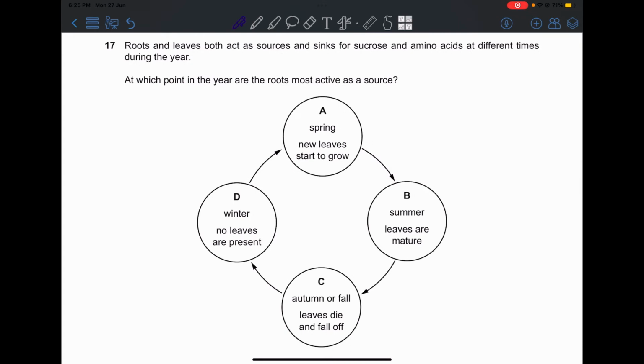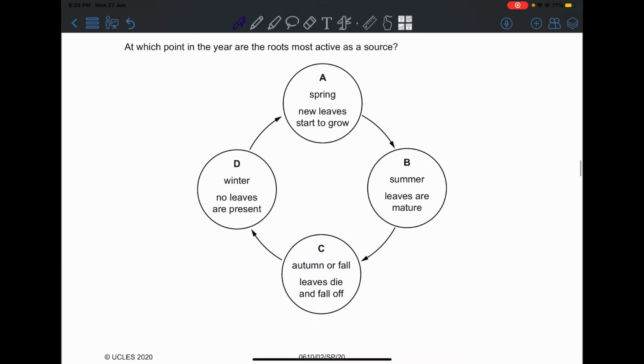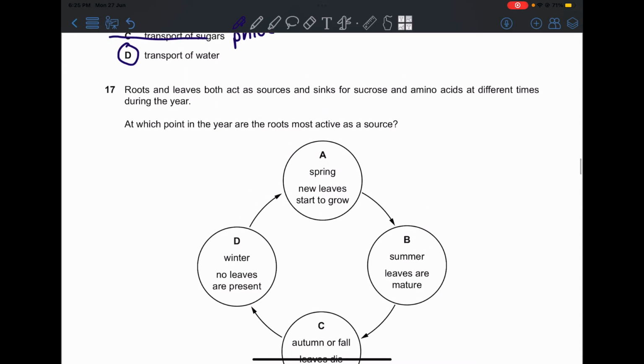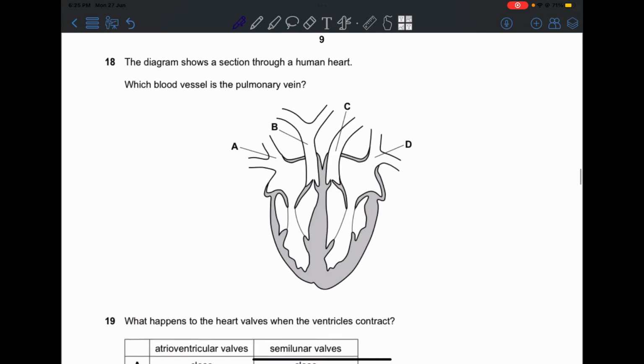17. Roots and leaves both act as sources and sinks for sucrose and amino acids at different times during the year. At which point in the year are the roots most active as a source? Now they're asking about where the root is acting as a source. Of course, we all know this is actually in the spring. So our answer is going to be A.